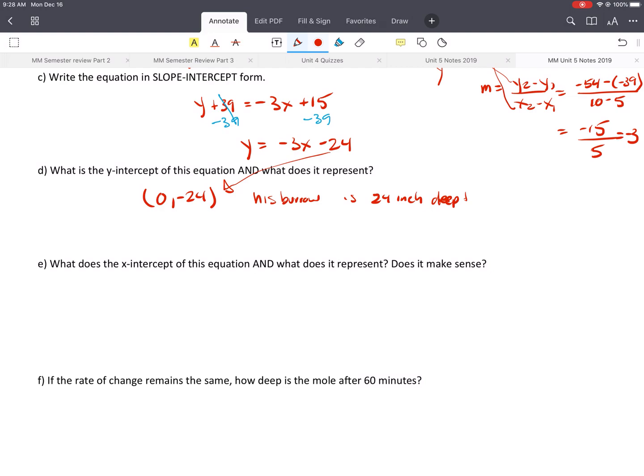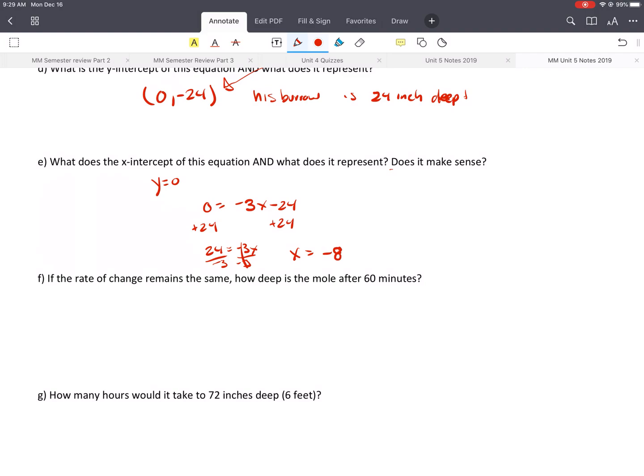X-intercept, again, if you want to find x-intercept, we set y equal to 0. So we do 0 equals negative 3x minus 24. We'd add 24 to both sides. And then we'd divide negative 3 to both sides. So we'd end up getting x equals negative 8. Okay, and what does that represent? Does that make sense? Okay, again, we do not talk about negative time, so we would say it does not make sense. Right? Because who knows how long he's been in the burrow? Could be hours, months, okay, without digging anything.